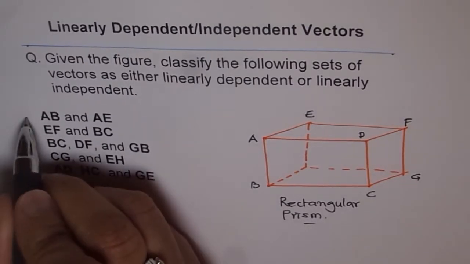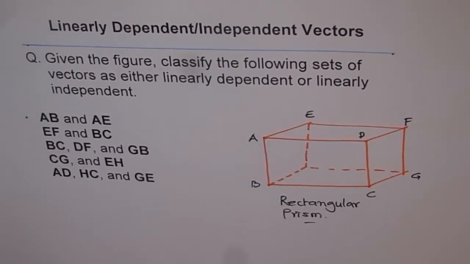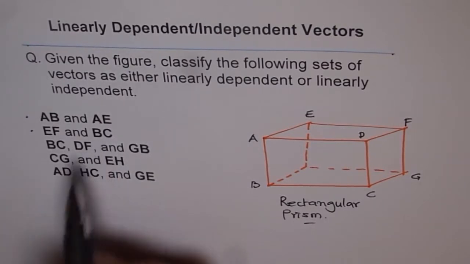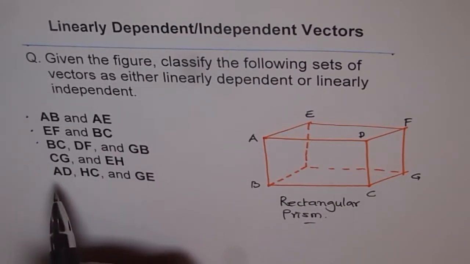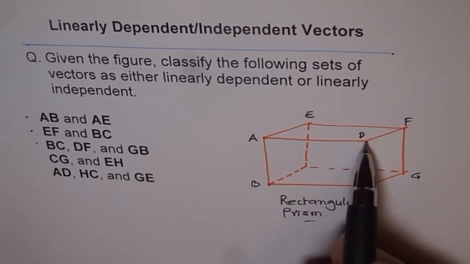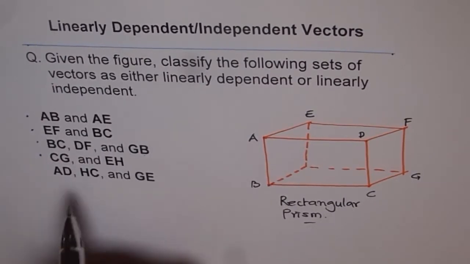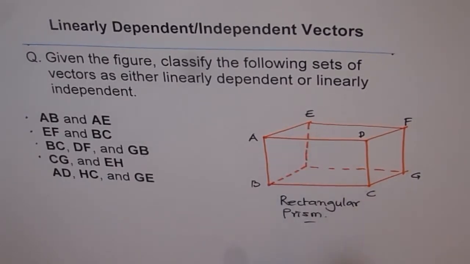So the first set of vectors here is AB and AE. So AB and AE, are they linearly dependent or linearly independent? That's what you have to write. The second one is EF and BC. The third one is a set of three vectors which are BC, DF and GB. So BC, DF and G to B. The fourth one is CG and EH. CG and EH. There it is.